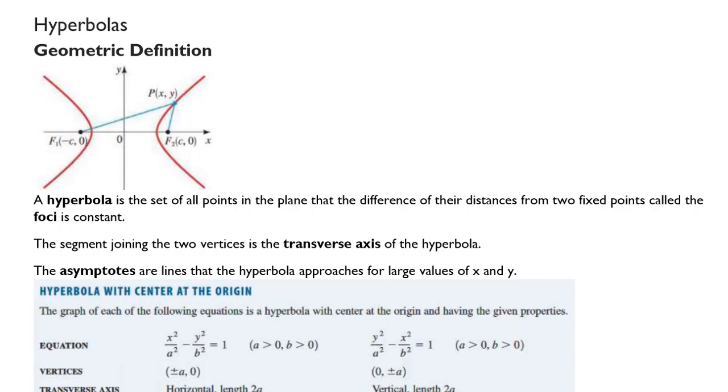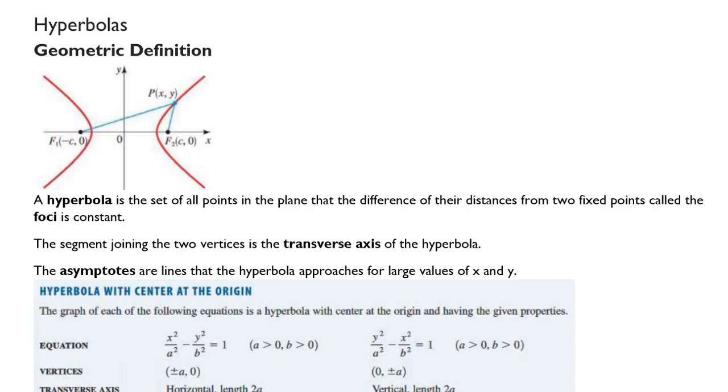Welcome back to video 5 on conic sections. In this video we're going to look at hyperbolas, and contrary to some people's assumptions, it's not pronounced "hyperbolas" like a disease. It's hyperbolas. The geometric definition, given this picture where you have these almost parabola-shaped curves opening opposite each other: the hyperbola is the set of all points in the plane for which the difference of their distances from two fixed points, called the foci, is constant.